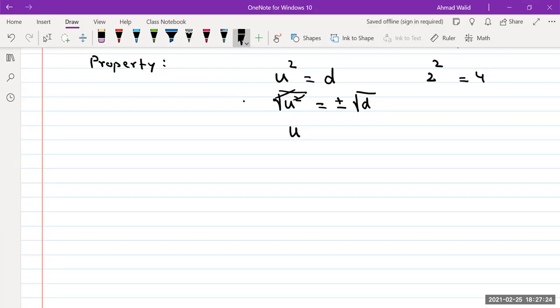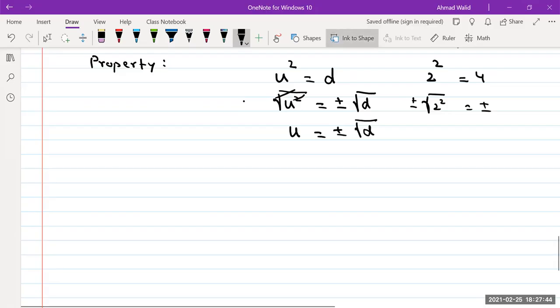It means your u is equal plus minus the square root of what? D. Or in this numeric example, if I take the square root from both sides, the square root of 2 squared equals plus minus the square root of what? The square root of 4 equals plus minus the square root of 2, correct? Which these two cancels out and you end up with plus minus 2. We call this rule the square root property. Why I explain it and where we use it.